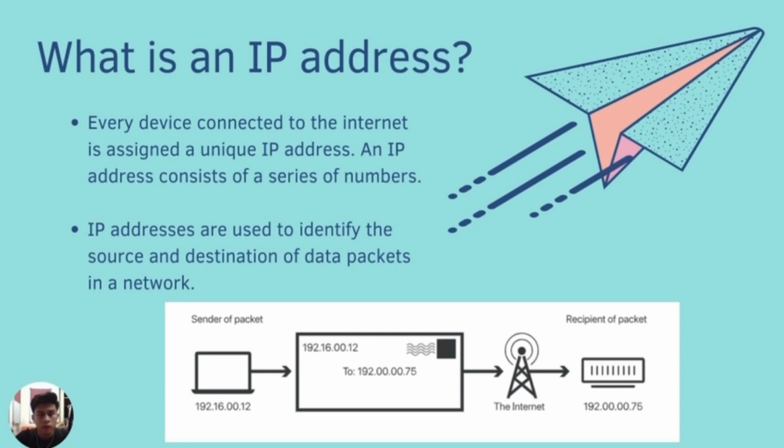And then, what is an IP address? Every device connected to the internet is assigned a unique IP address, which consists of a series of numbers. These IP addresses are used to identify the source and destination of data packets in a network. As you can see from the picture, your laptop has its own IP address, and you want to transfer packets of data to your friend. Your friend also has a unique IP address, so that the packets of data that you want to transfer will go to your friend only. They will not be exposed or transferred to someone else.